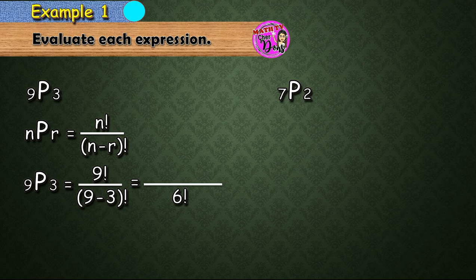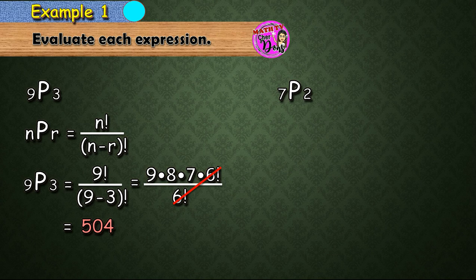Then we have 9 factorial here. Expanding it, we have 9 times 8 times 7 times 6 factorial. Why do we stop at 6 factorial? Because we can cancel them. 9 times 8 times 7 is equal to 504, and that is our final answer.